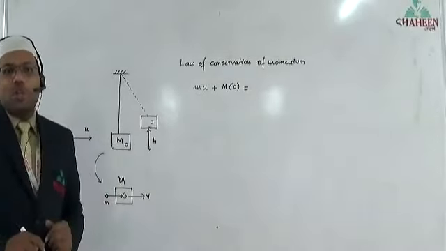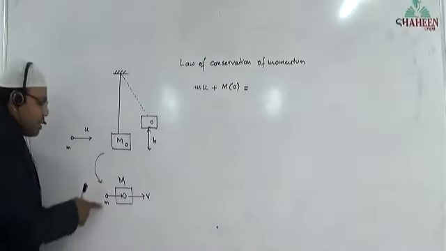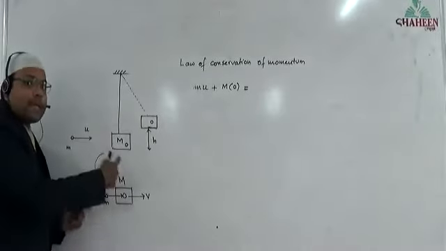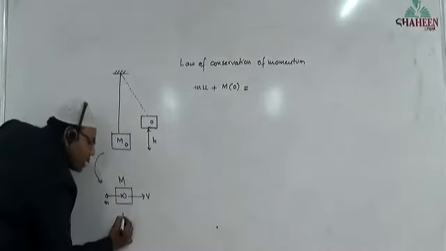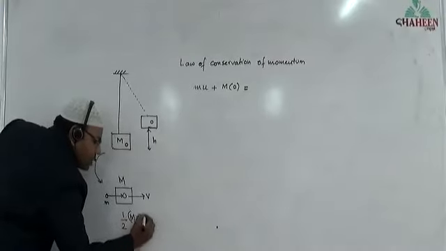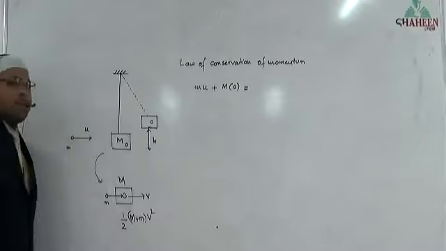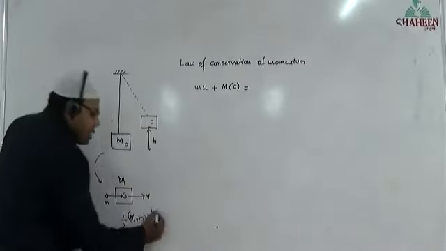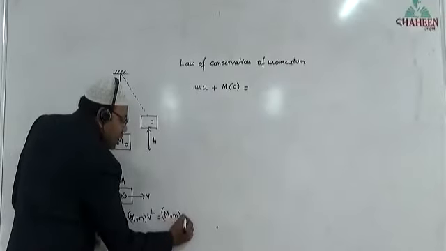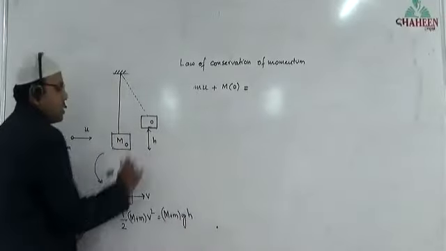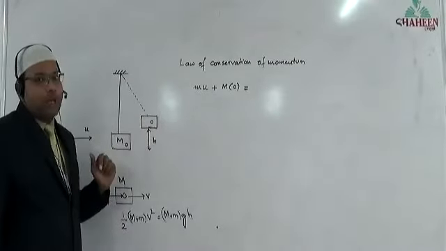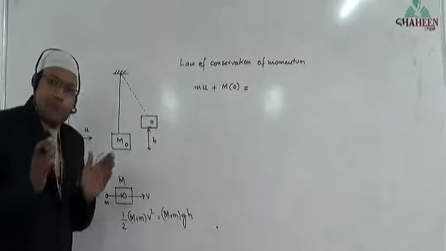Potential energy is mgh. But here the mass is not just small m. Both are going together. So what I do is, kinetic energy half (M plus m) v square, you take both together because both are moving together, equals (M plus m) gh, where h is the height. I hope it is clear. Here it will be kinetic energy, and here it will be potential energy.